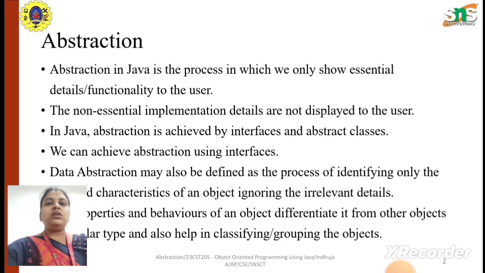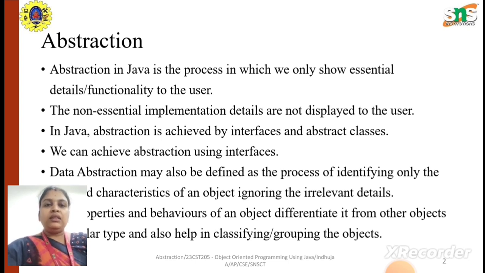Abstraction in Java is the process in which we only show the essential details of functionality to the user. The non-essential implementation details are not displayed to the user. For example, if we consider a car, we don't need the technical details of the car, like where the car is manufactured, where the doors are manufactured, or how the engine operates. These are internal details that are particular to the car. So we don't need the technical details. We only need the driving skill to drive the car.